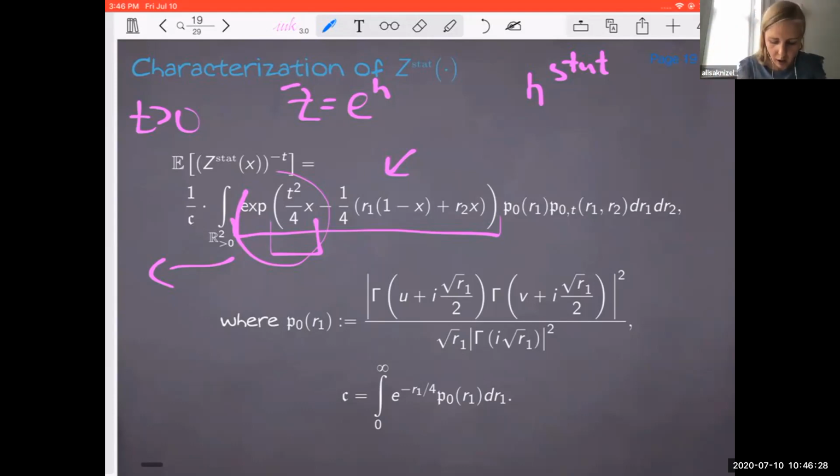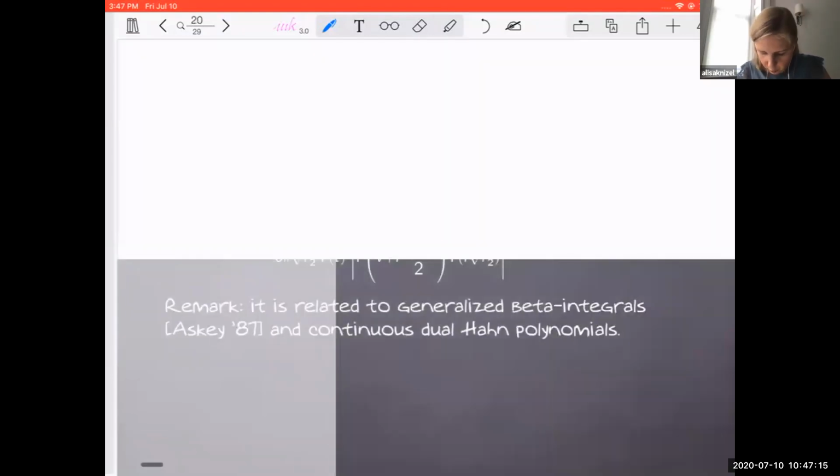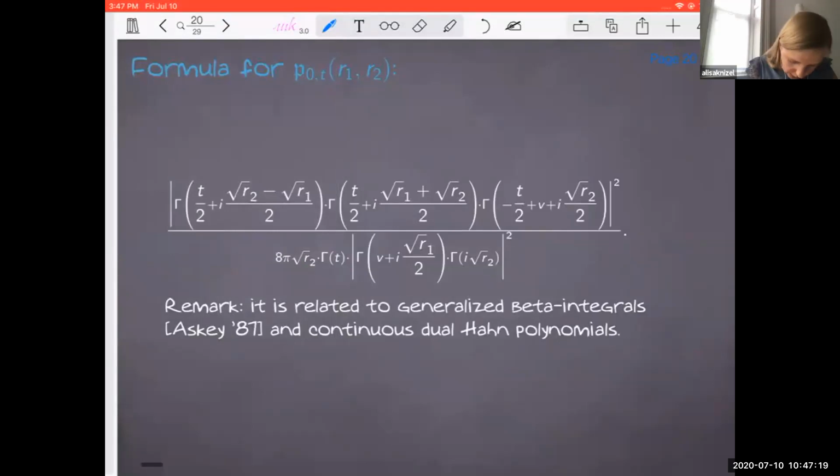Besides these formulas for the moment generating function, besides this factor of the exponent, we also have these two functions here, which do not depend on x; they just depend on t and on the integration variables. These functions are always written in terms of gamma functions. For example, my p zero is given in this form: the absolute value of the product of two gamma functions divided by the absolute value of another gamma function. And the formula for the other function, p zero t, is also given in terms of gamma functions.